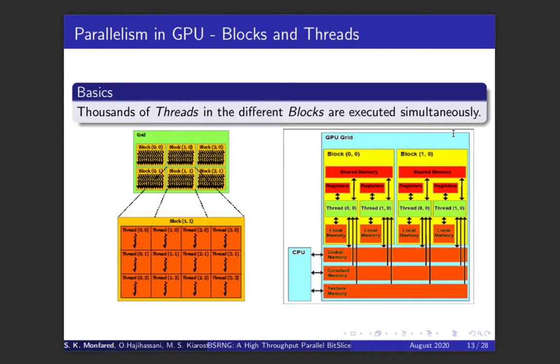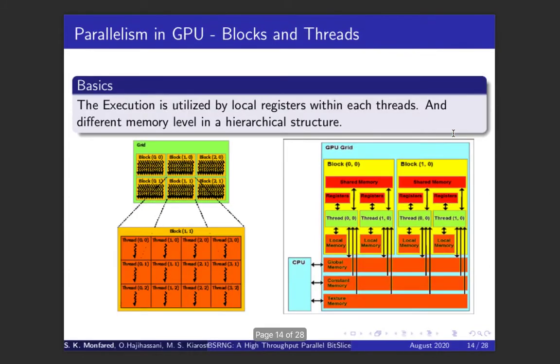So I would like to change the topic for now. When it comes to parallel implementation on GPU, we all know that GPUs are designed for a tremendous number of parallel executions simultaneously. So we have thousands of blocks in a grid, and multiple threads in a single block, and all these threads and all these different blocks are executed simultaneously.